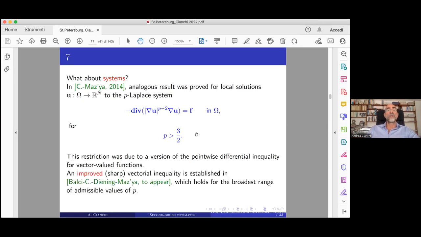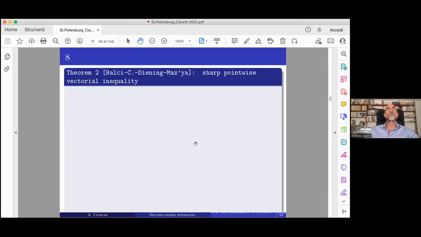And it turns out that in this more recent paper with Anna Balci and Lars Diening as well, we were able to enlarge the range of values of the parameter p for which this differential inequality holds. And this proof relies, as you can imagine, on algebraic arguments. And this inequality takes the following form.